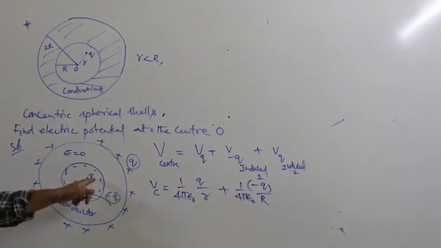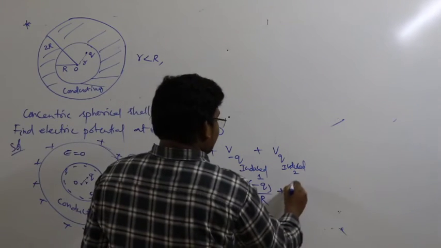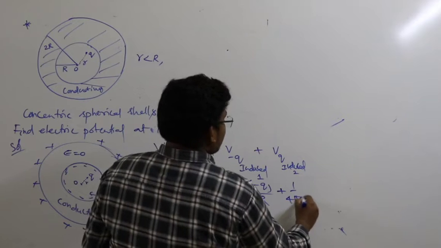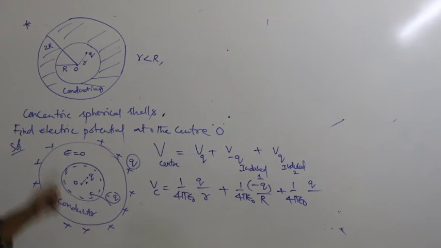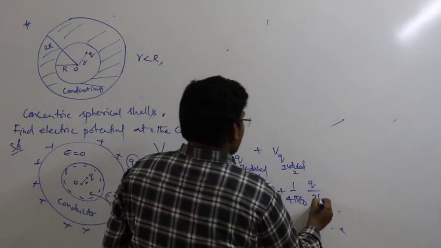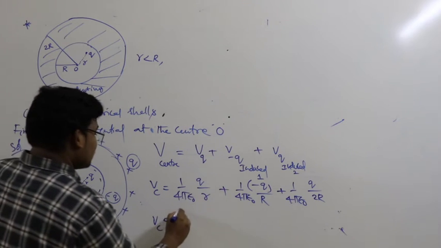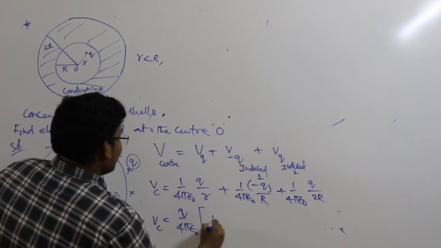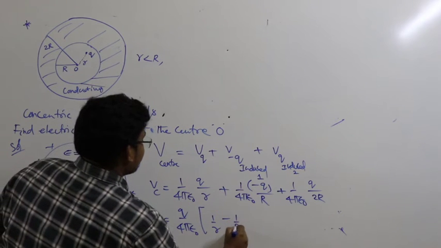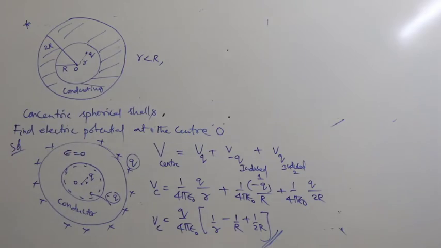This is understood. And now the remaining is the outer surface. Outer surface, what is the formula? 1 by 4 pi epsilon naught, charge is q. What is the outer surface radius? 2r. So 2r. Now you just take out these common points. 1 by 4 pi epsilon naught q I am taking out. Now I am left with 1 by r minus 1 by r plus 1 by 2r. This is the potential at the center.